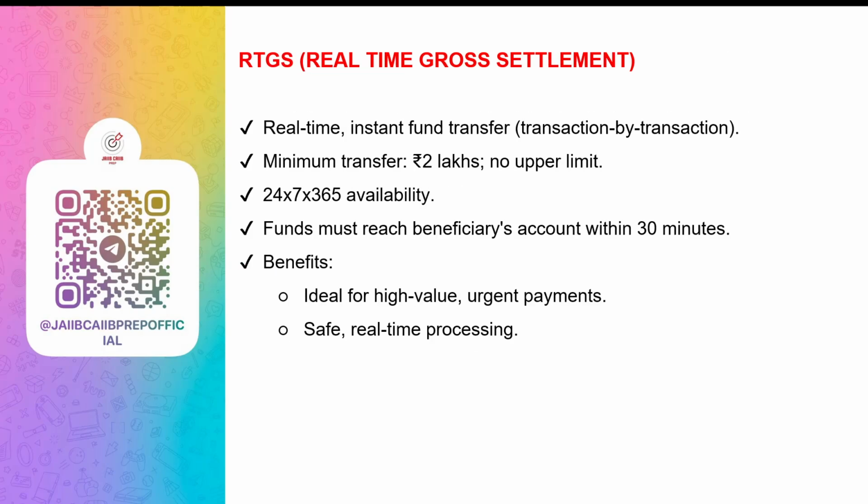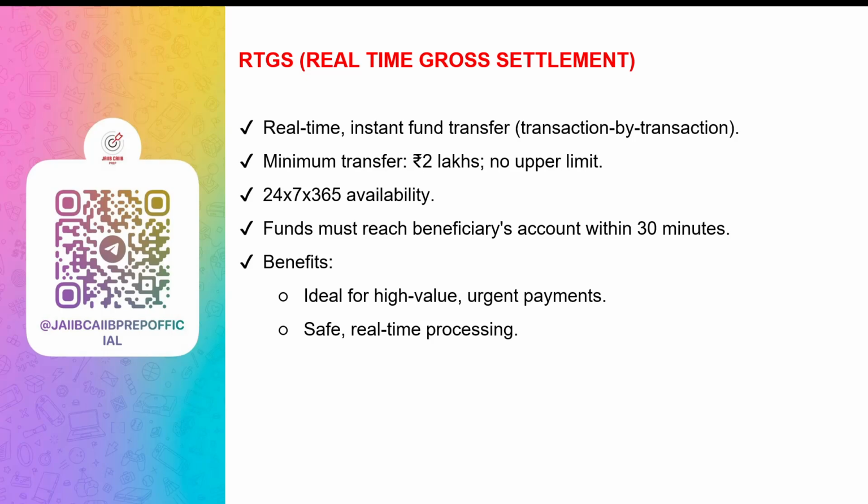RTGS, real time gross settlement system. It is also an electronic fund transfer system, but it works in real time on a gross basis, unlike NEFT. This means the money is transferred immediately. Each transaction is settled one by one without combining with others. So, NEFT uses DNS, deferred net settlement. RTGS uses gross settlement system. One key point here is that the minimum amount is 2 lakh rupees, no upper capping, but there is a minimum transaction amount to use the RTGS facility, which is 2 lakh.